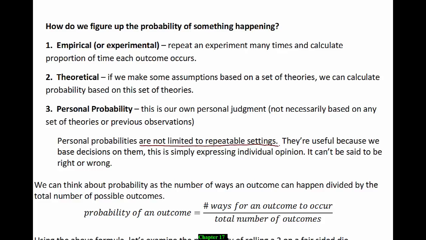We can think about probability as the number of ways an outcome can happen divided by the total number of possible outcomes. So in a formula, it looks like this. The probability of an outcome is the number of ways for the outcome to occur divided by the total number of outcomes.